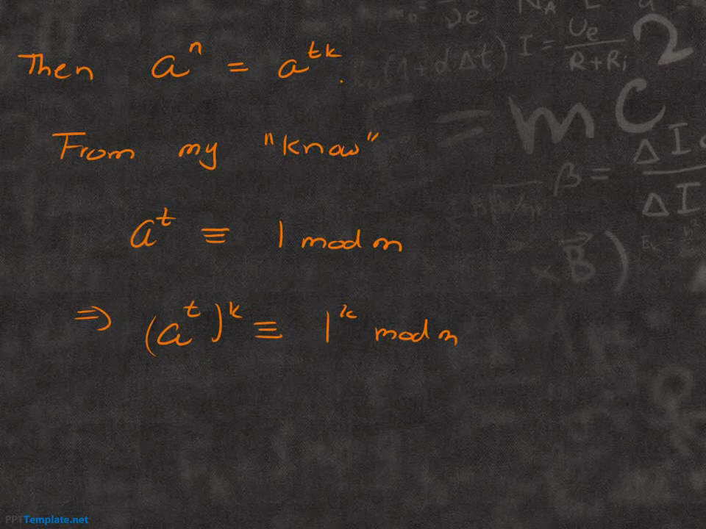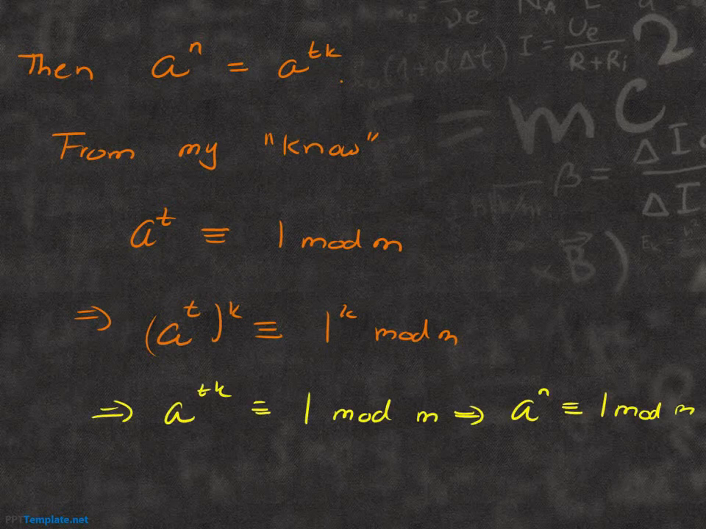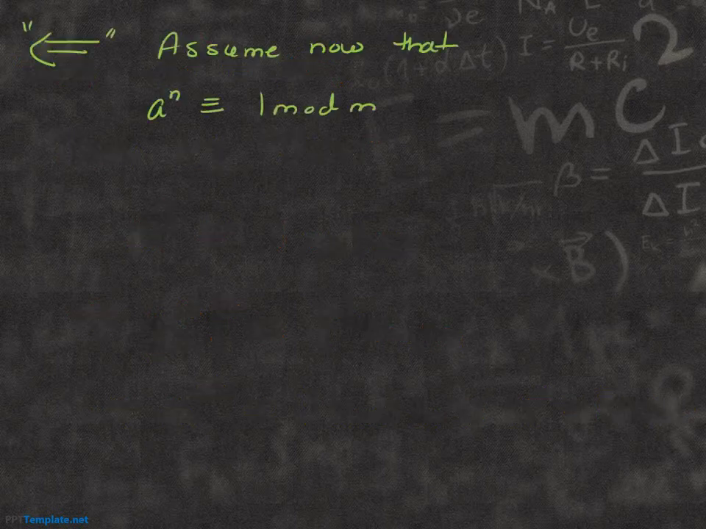But a to the t is congruent to 1 mod m, because that's given to me, that t was the order. So for a to the t times k, I just raise both sides of this equation to the k power. From my know, it was given to me that this was the order of a. I take that equation and raise both sides to the k power, and I told you it was easy. So I get a to the n is congruent to 1 mod m. You write down your know and your show for both parts, and you go, oh, this one's easy, so I'm going to do that first.